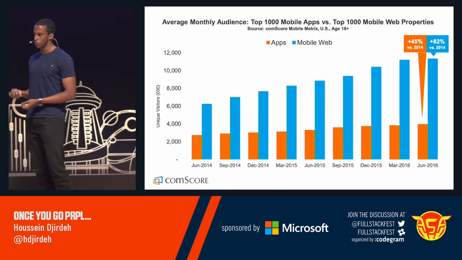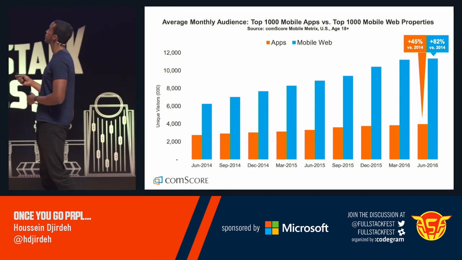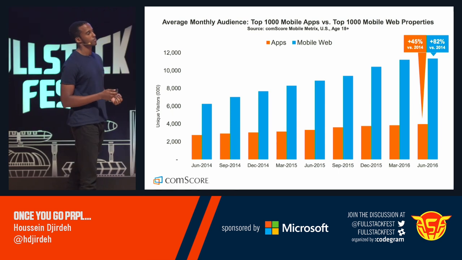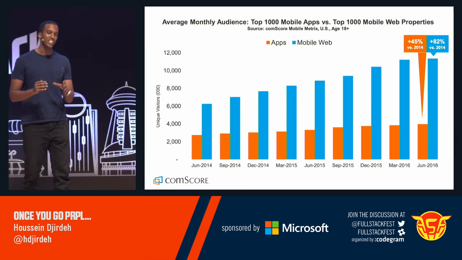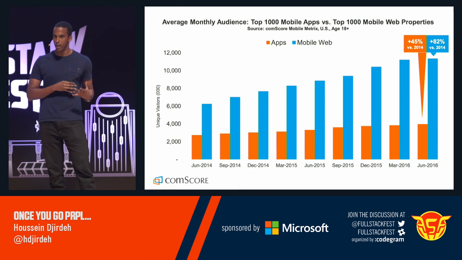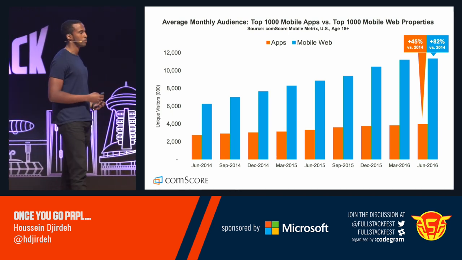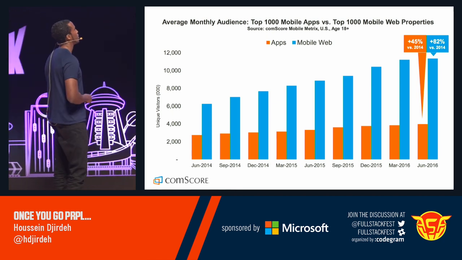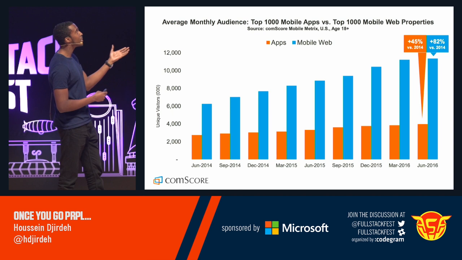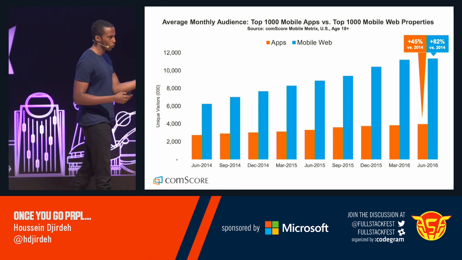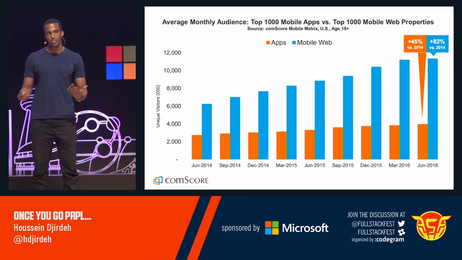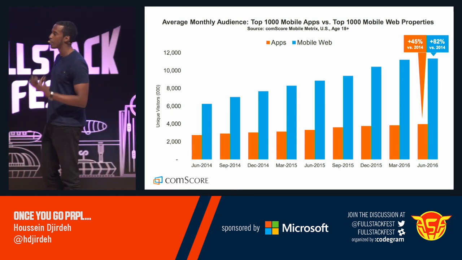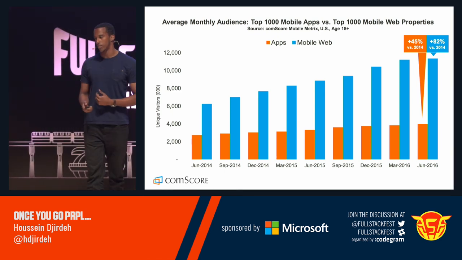Here's some data from ComScore that shows a comparison of unique visitor visits between native mobile applications and mobile web pages. Now, there's no denying that as consumers, we tend to spend a lot more time on native apps than we do on the mobile browser. But you can see that in terms of unique visitors, by June 2016, we were about three times more likely to land on a mobile web page than a native app we haven't seen before. And that's huge. That just goes to show that we spend a lot of time on the web, even on our mobile devices.